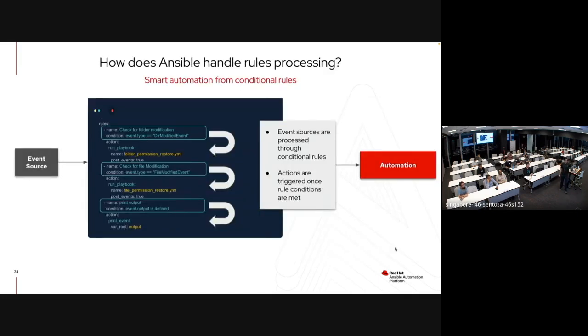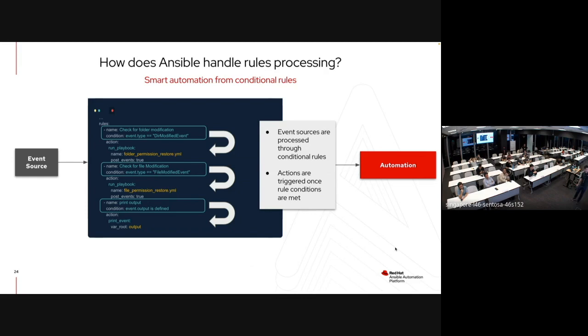Over here, it's quite similar to what we showed earlier as an example, but with different conditions. So what is the event type? In this case, a directory being modified. So this event talks about a directory being modified, and then what we are doing is running a playbook that will restore the folder permissions to what they should be. And so that's what the first rule is doing.